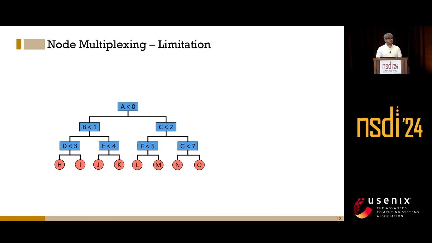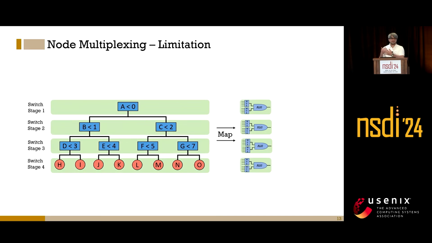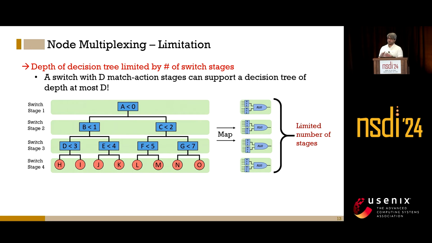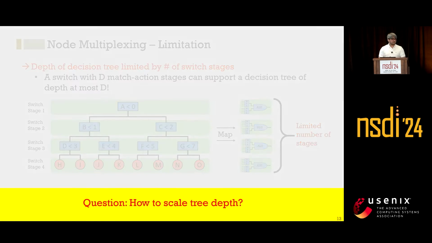But node multiplexing has a key limitation. Because each layer of the tree is being mapped to one mux ALU, each layer of the tree ends up using up one stage of the switch. And hence, the depth of the tree that can be supported on a switch is limited by the number of available switch stages. And in the programmable switches available today, the number of stages is only a handful. Which leads us to the question, how do we scale this tree depth?